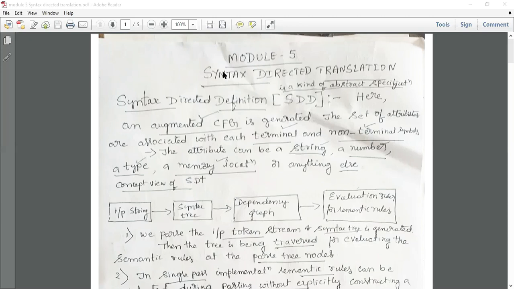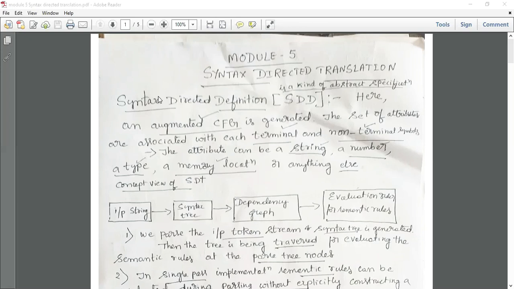So, syntax directed definitions. First we have the SDD. We come to the first part, SDD. Please don't make noise here. After the class, we can wait for another 5 minutes for this.